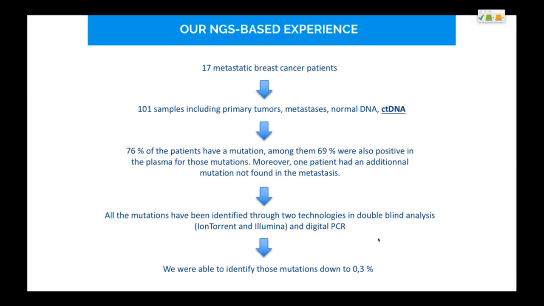And actually, we performed this analysis in double blind between Ion Torrent and Illumina, as well as digital PCR, and we had 100% of concordancy. And at that time, we were able to go down to 0.3% to detect a mutation.